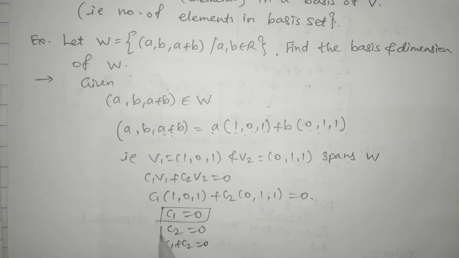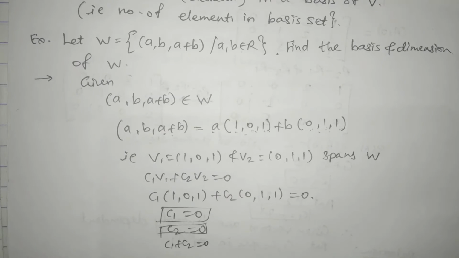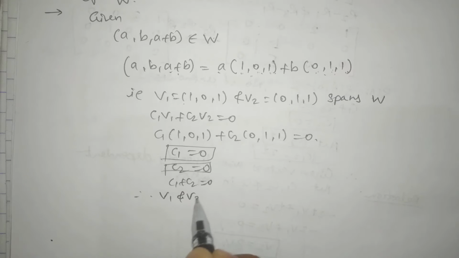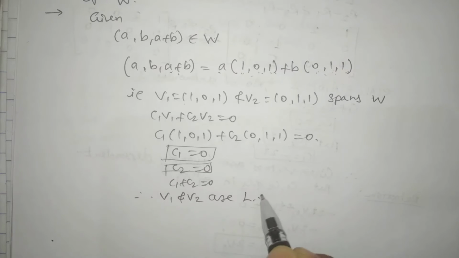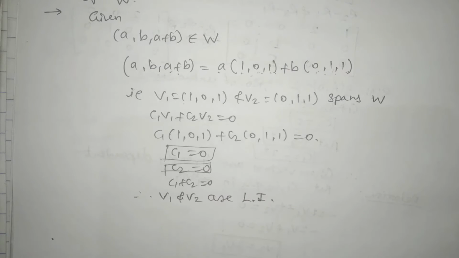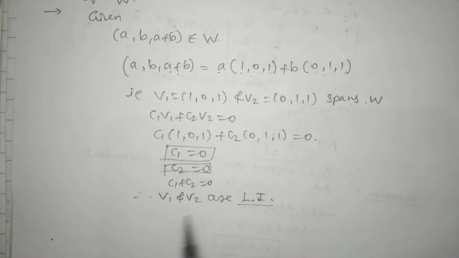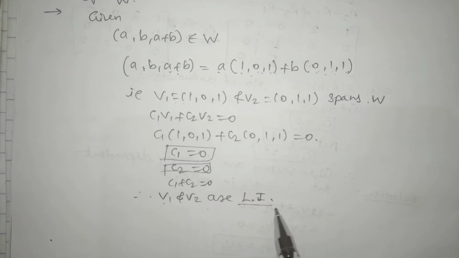Now the first and second equations themselves give the values of c1 and c2, and both are 0. c1 is 0, c2 is 0. Therefore v1 and v2 are linearly independent. That means the second condition is also satisfied. The first condition, that v1 and v2 span W, is satisfied, and the second condition, that v1 and v2 are linearly independent, is also satisfied. That means v1 and v2 are a basis of vector space W.